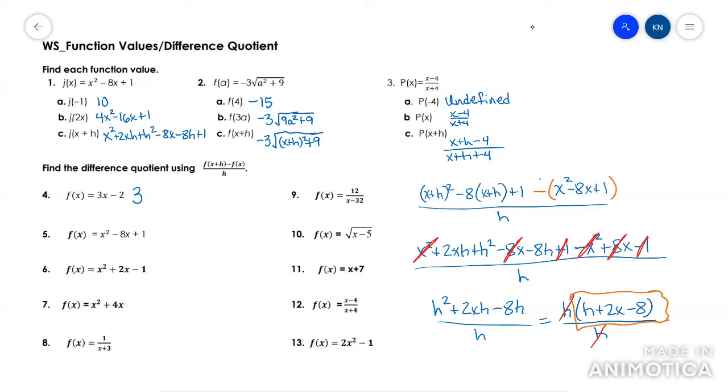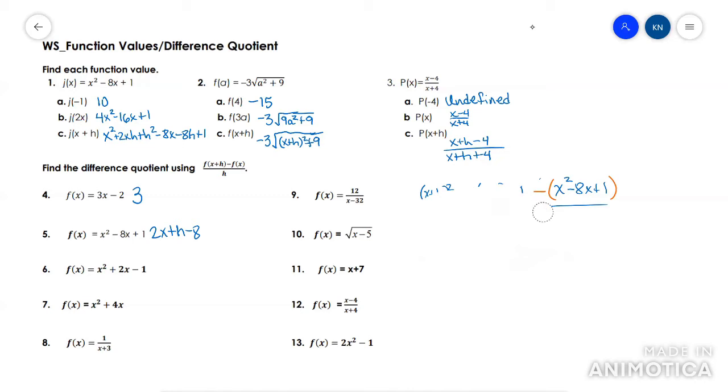It doesn't matter how you write that. Some people like to write the x first. So what I mean by that is you could write it 2x plus h minus 8. You could write it 2x minus 8 plus h. It really doesn't matter. So however it looks best to you, I'm going to write it 2x plus h minus 8, like that.